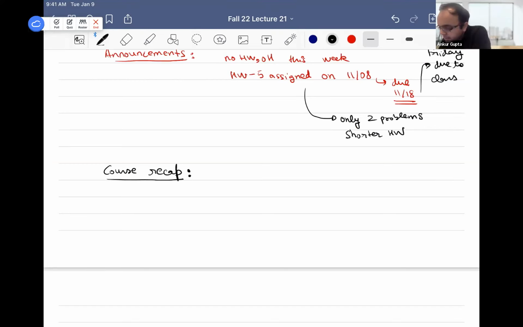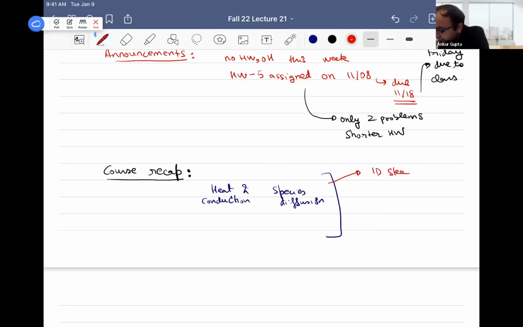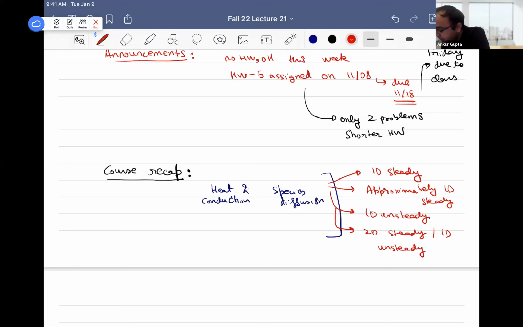In part 1 of the course, we focused on heat and heat conduction and species diffusion, right? Recall that we started with 1D steady problems. We discussed gas phase diffusion, binary gas phase diffusion, liquid phase diffusion, and so on. Then we went to approximately 1D steady, still just focusing on the species diffusion or conduction. Sometimes we added a reaction. Then we went to 1D unsteady, which was the similarity transform and so on. And then we went to 2D steady or 1D steady with reaction, which was the topic of finite Fourier transform, regular perturbation analysis, etc.